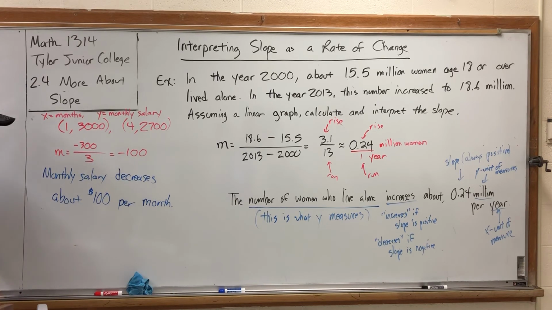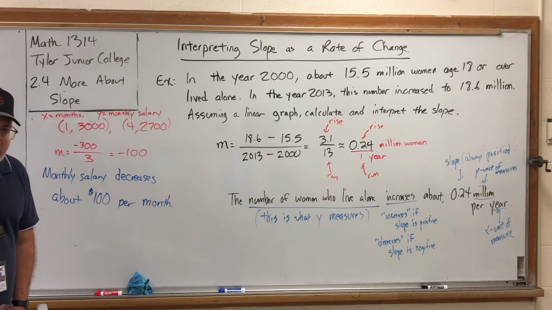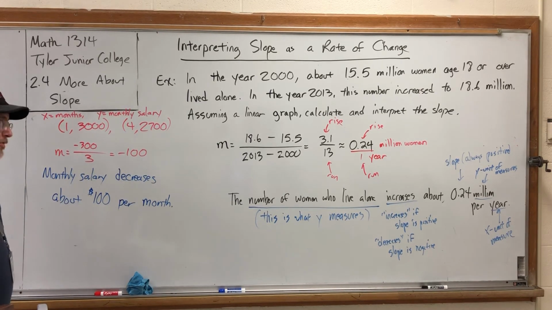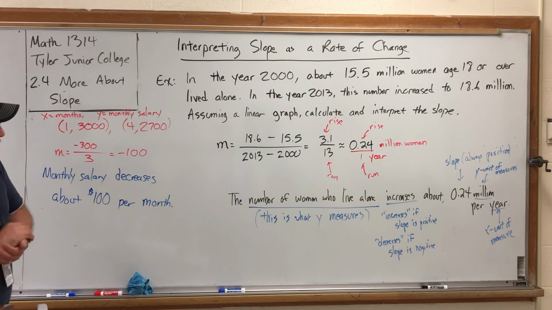The reason that I don't say negative 100 is because I said decreasing. Decreases implies it's going down. If something decreases in negative, it actually goes up. That sounds weird, but it's correct. All right, so interpreting slope as a rate of change, pretty cut and dry.